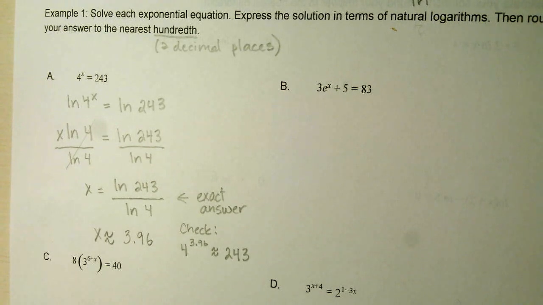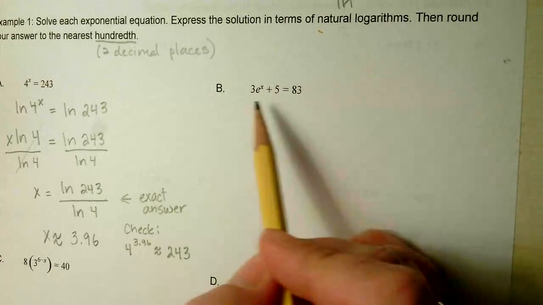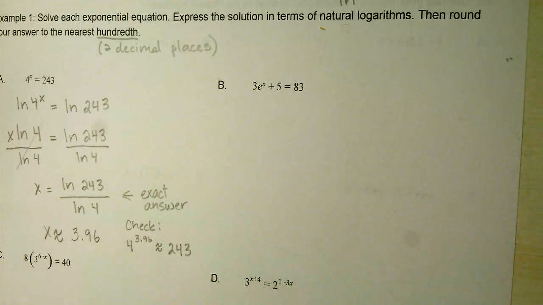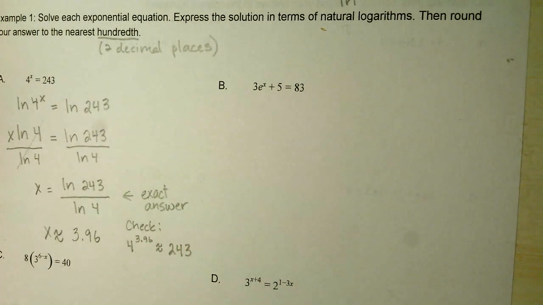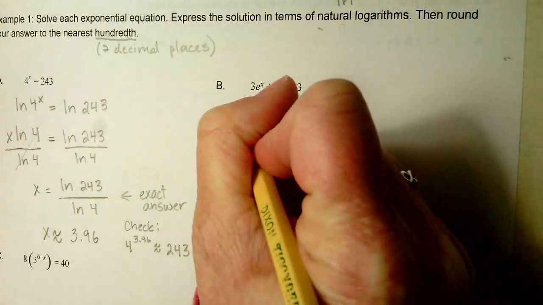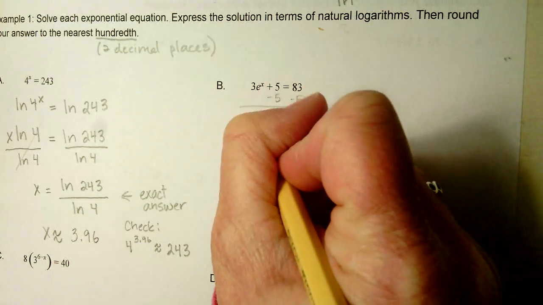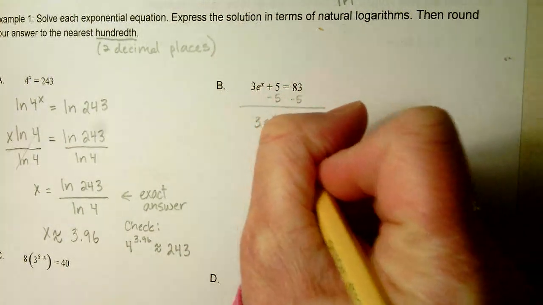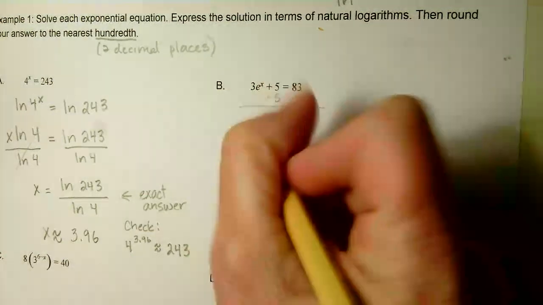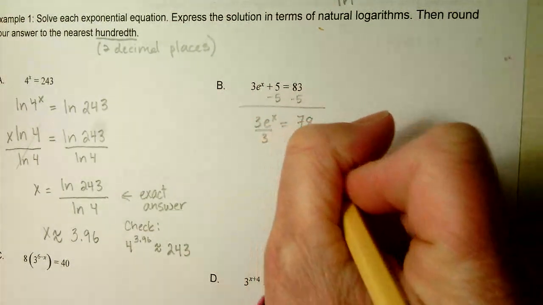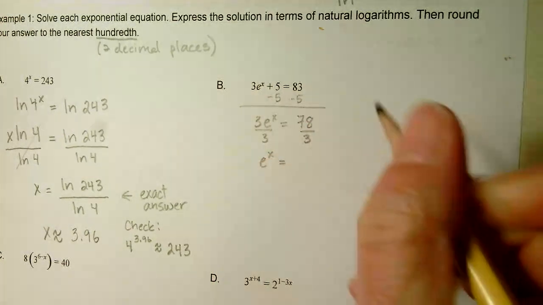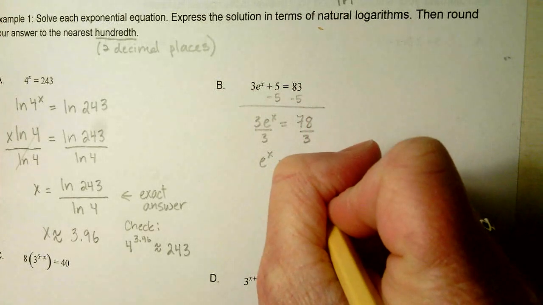For our next one, letter B, again we want to get our exponential expression by itself. Right now, this is not by itself. So I am going to subtract 5 from both sides. On the left, I'm going to be left with 3 e to the x equals 83 minus 5 is 78. I'm going to divide both sides by 3. So I'm going to have e to the x is equal to 26.